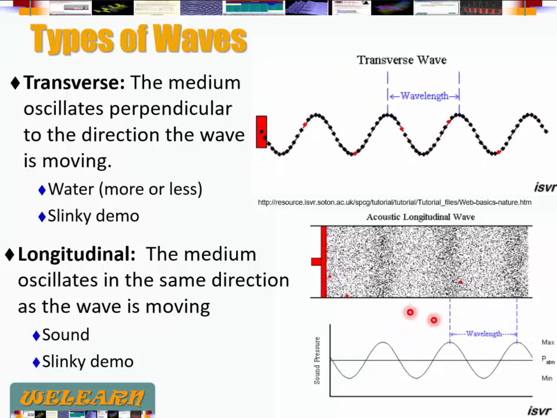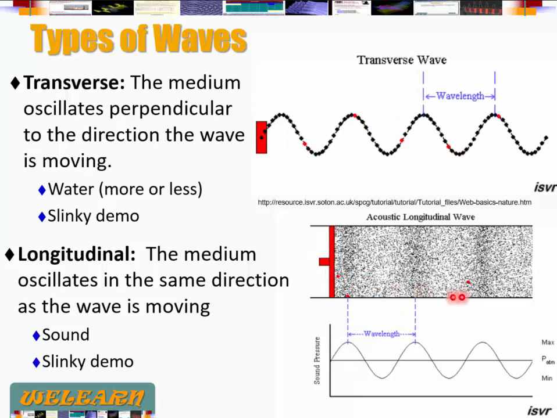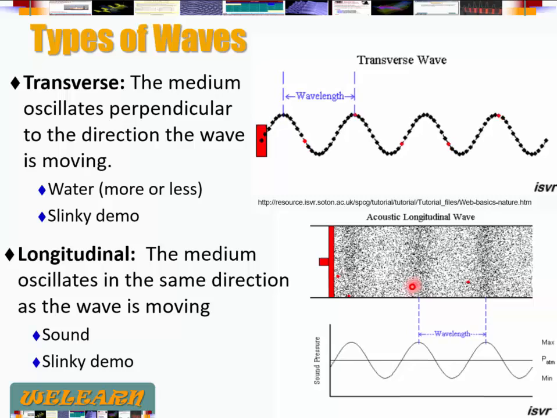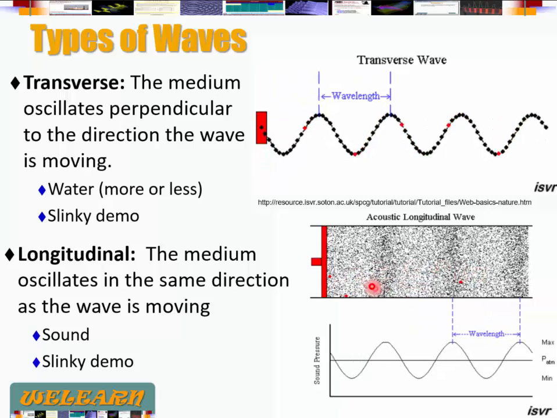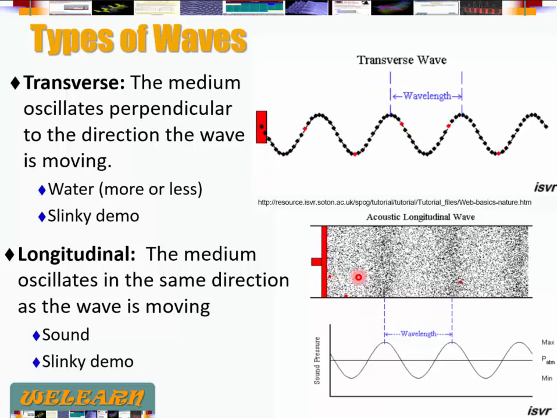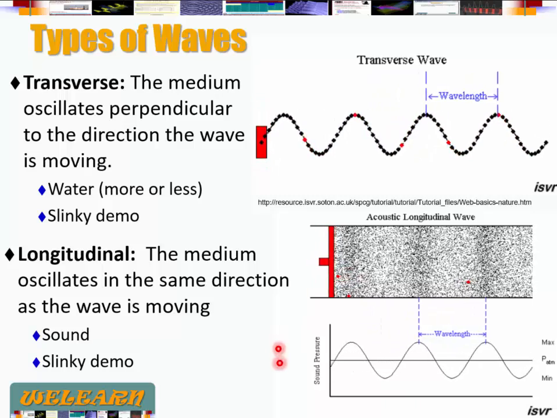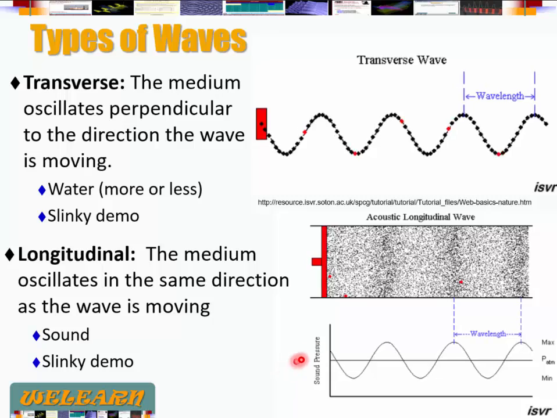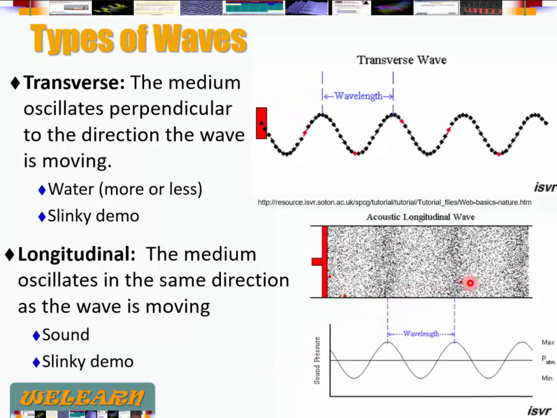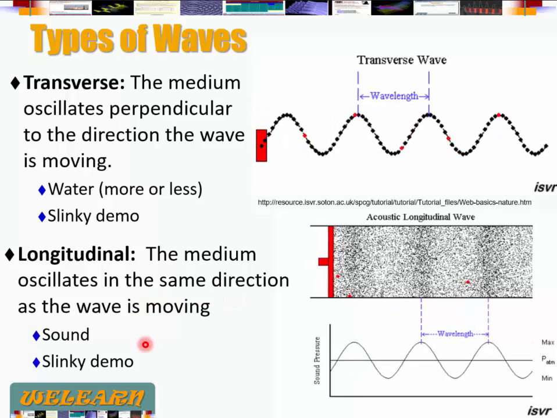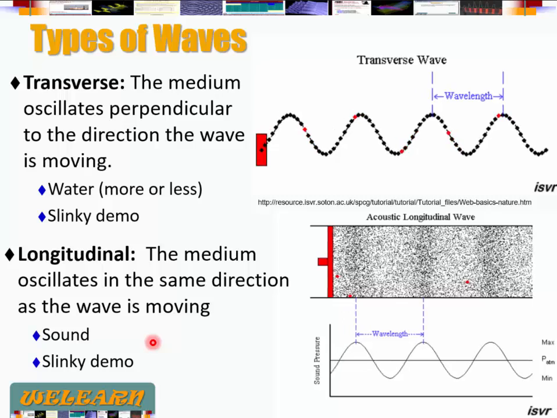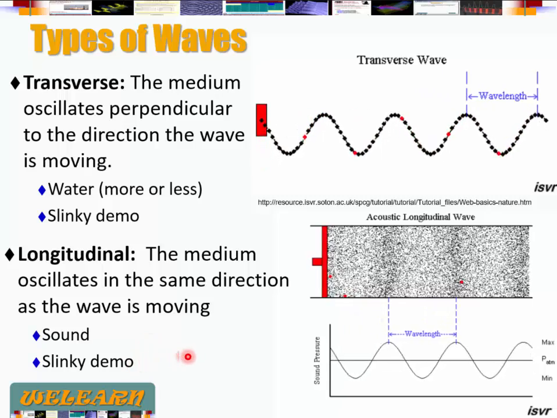But the medium itself, and pay attention to the red dots again, is going to oscillate back and forth in position. It does not move forward with the wave. It just oscillates in the same direction. Like the red dot here, it's oscillating back and forth here. But it does not move forward. Similarly, this red dot or this red dot. Examples of longitudinal waves: sound waves, and then we'll look at other examples with a slinky, which is a type of a spring.